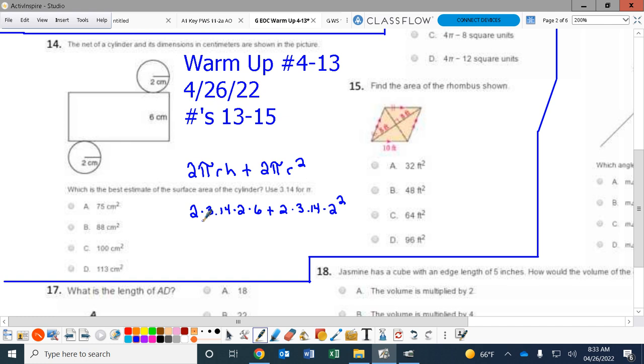Not what I have, but let's check. I got 100 point what? 48. 48. That would be the one that would give me the answer that I have written down. So 100.48. Try it one more time.